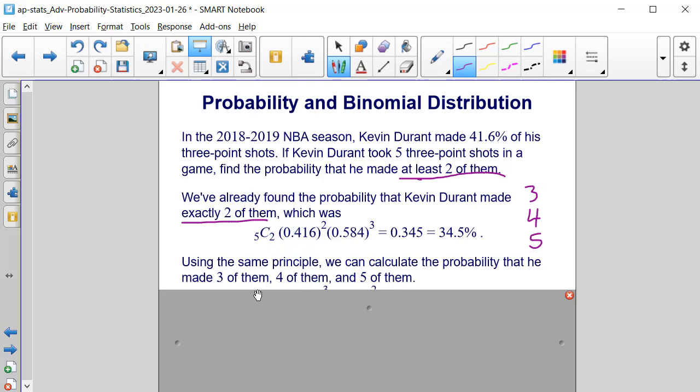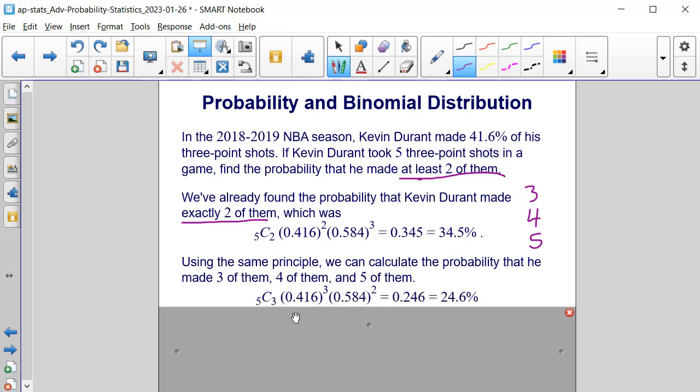So for 3 three-pointers being made, it's going to be the combination of 5 shots taken 3 at a time, times the probability of him making the three-point shot to the third power this time, times the probability that he misses, raised to the second power. And when we evaluate this in a calculator, it's 0.246, or 24.6%.